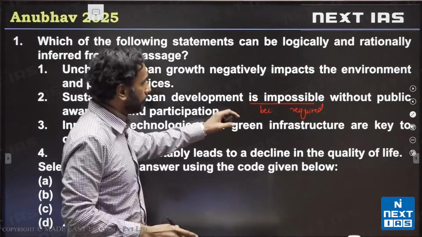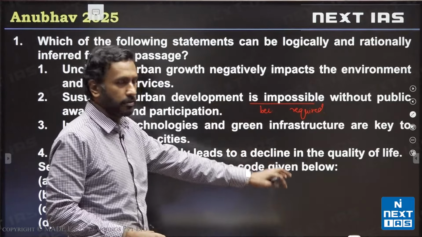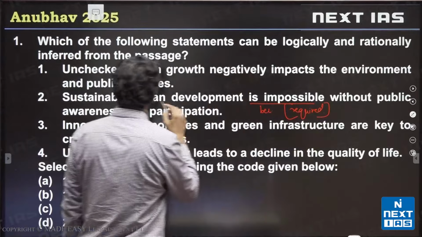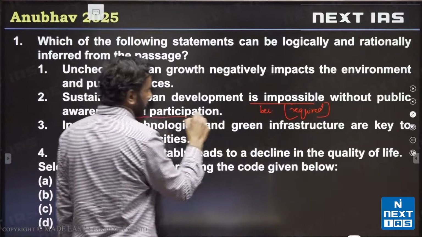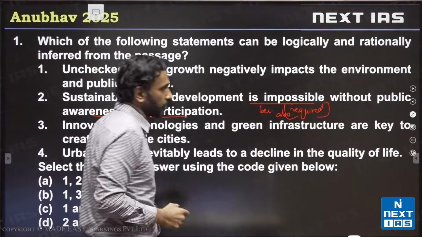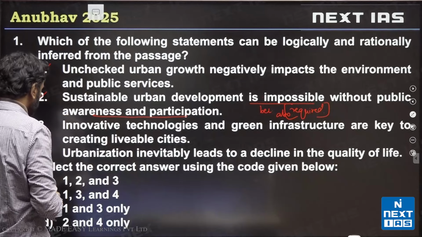So I want you to learn about the inference example that I had spoken about. We use 2 facts to come up with a new fact. Since we know required is mentioned twice, especially when it comes to public awareness and participation, also required is mentioned. So therefore, impossible is acceptable for us. So 1 and 2 are valid.